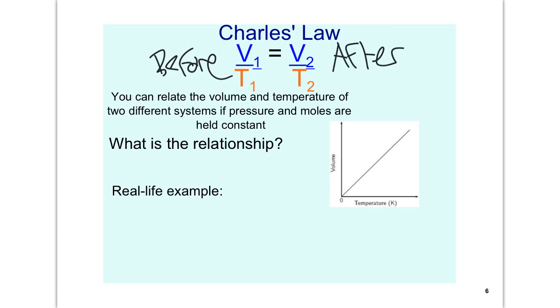So you can relate the volume and temperature of two different systems if pressure and moles are held constant. So again, what Charles is really doing is assuming that you are keeping the pressure the same and that you are keeping the amount of air, that is the moles, in the container the same. So what is the relationship in this case? Well, if you look at your graph, you can pretty much see that as temperature increases, volume increases. So therefore, this is what we would call a directly proportional relationship.